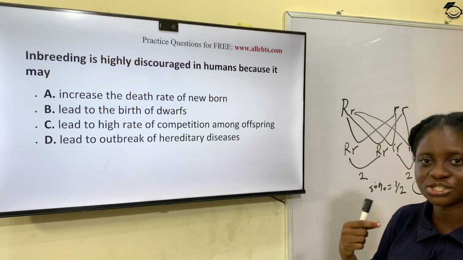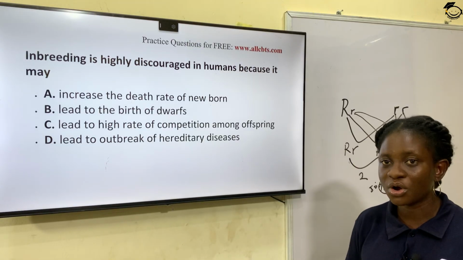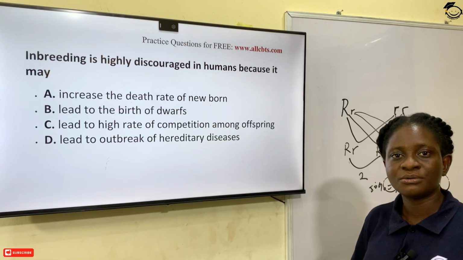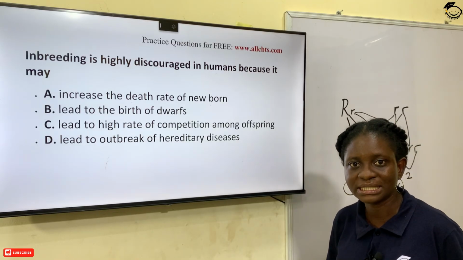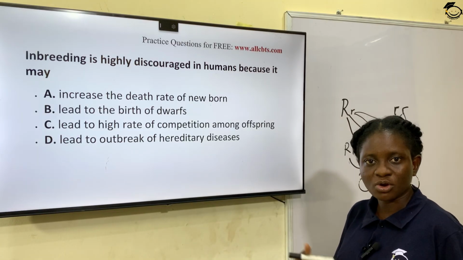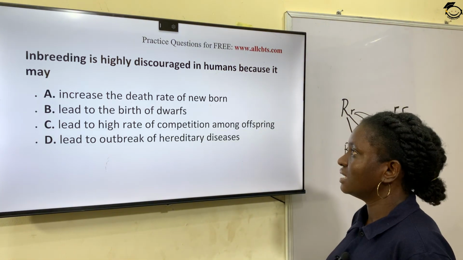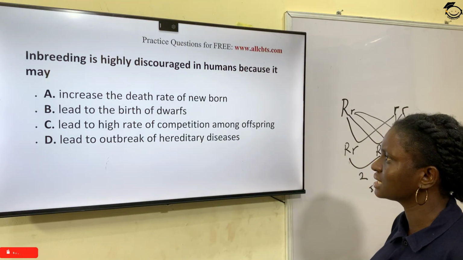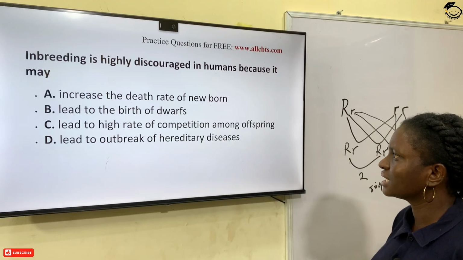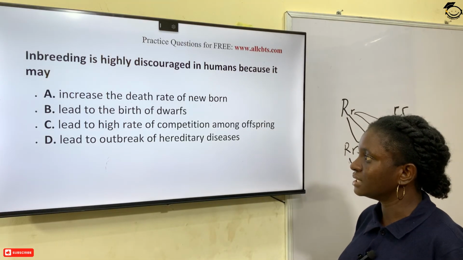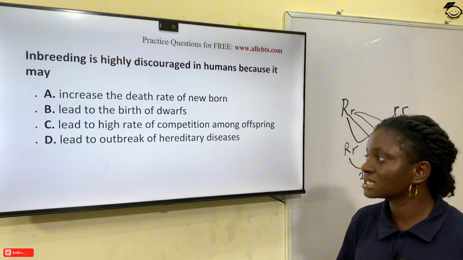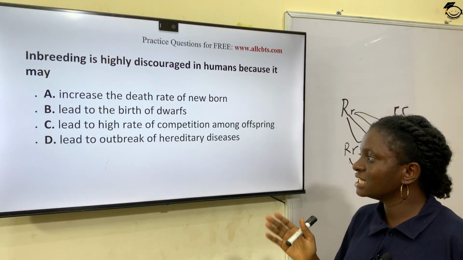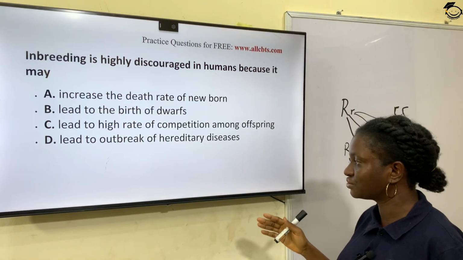Inbreeding is highly discouraged in humans because it's mean. What is inbreeding? That's the mating of closely related individuals, like in a family, mating of maybe parent to offspring or siblings, cousins, like that. So inbreeding, why is it discouraged in humans? A, is it because of increased death rate of newborn? B, lead to birth of dwarfs. C, lead to high rates of competition among offspring. D, lead to outbreak of hereditary diseases.